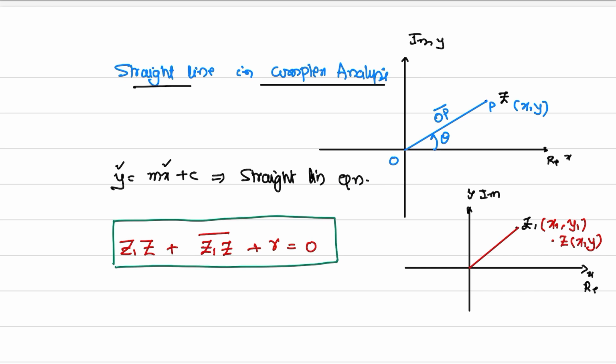Now, from our basic understanding, z is equal to x plus iy. x and y are variables. Even in y is equal to mx plus c, x and y are variables because we are finding the locus. z is equal to x plus iy, those are the variables. z1 is fixed, that number is x1 plus iy1.